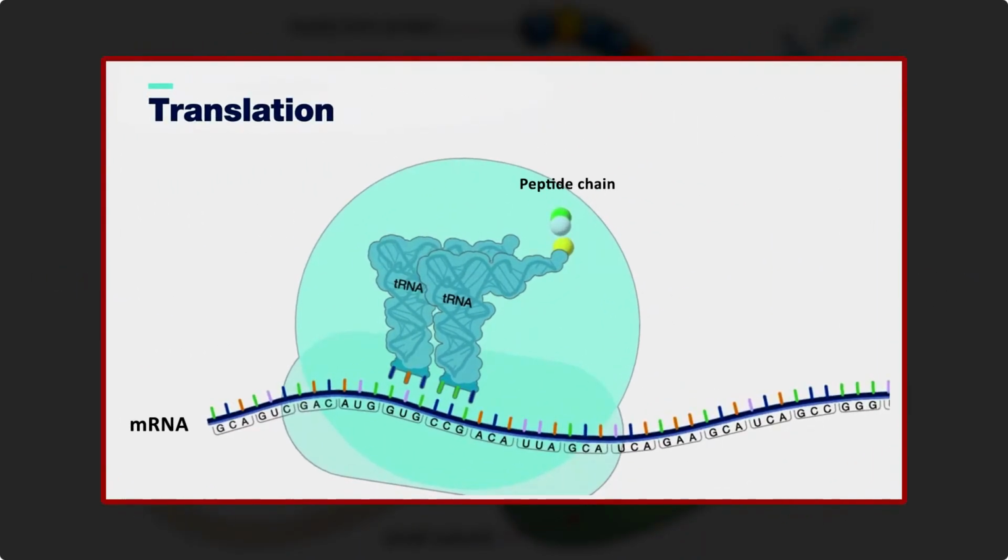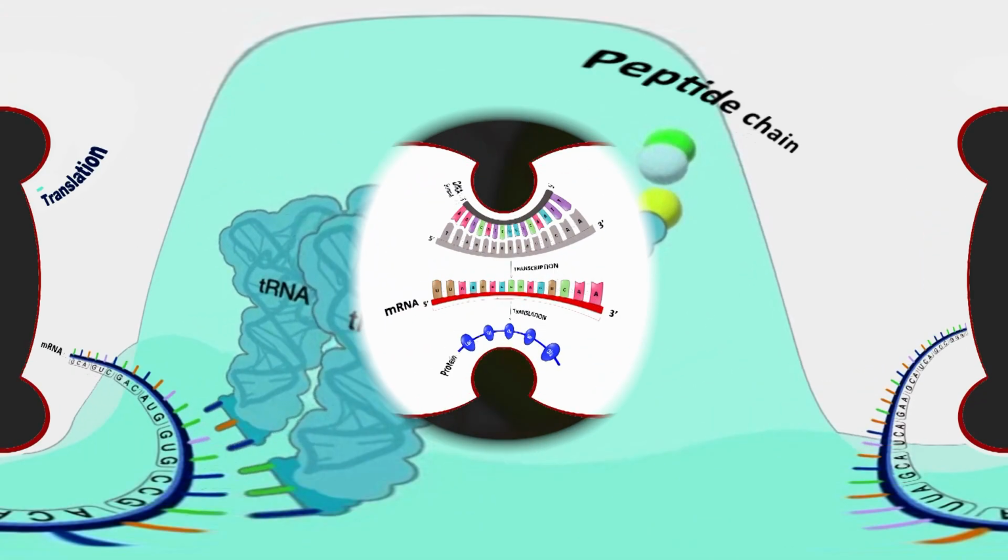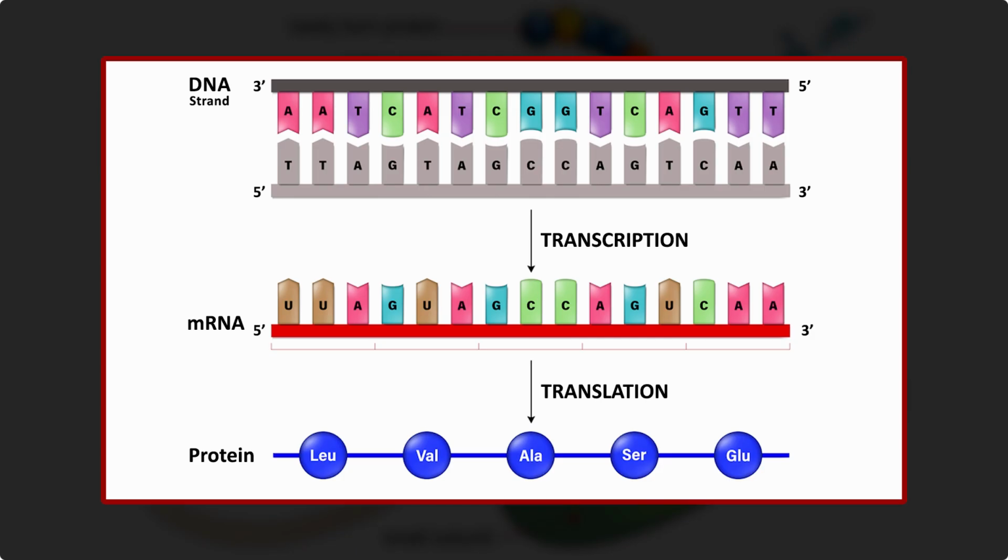Dear students, let's first start with the introduction to translation. The pathway of protein synthesis is called translation because the language of the nucleotide sequence on the mRNA is translated into the language of the amino acid sequence. The mRNA is translated from its 5' end to its 3' end, producing a protein synthesized from its amino terminal end to its carboxylic terminal end.